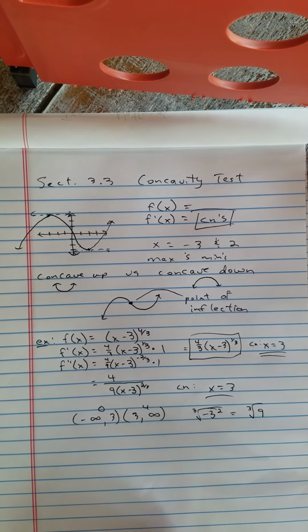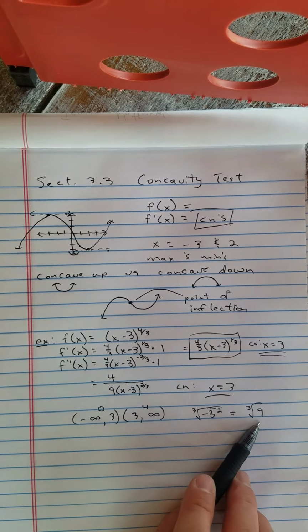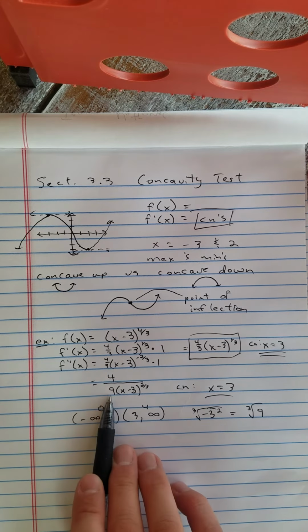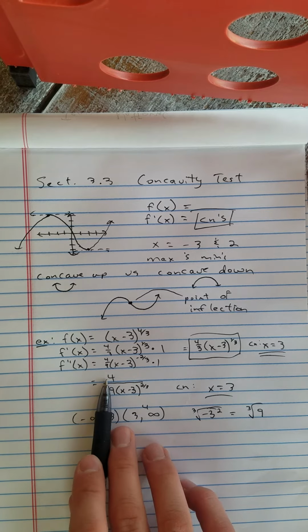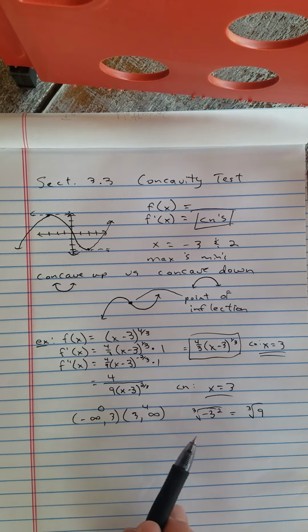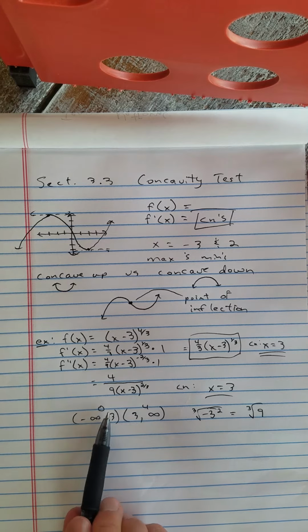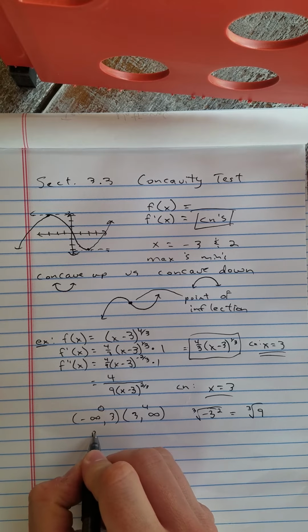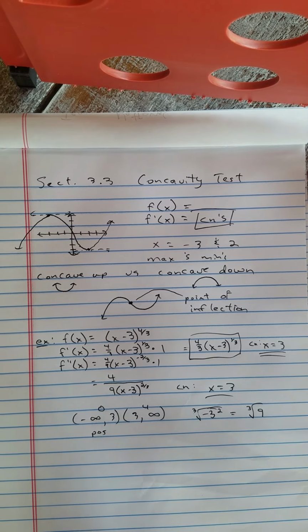It doesn't matter that positive 9 is not a perfect cube. What matters is that it's positive. This is a positive number times a positive 9, so that's still going to be positive, and then it's underneath a positive 4. So if you think about it, by plugging in a 0, you get a positive second derivative.